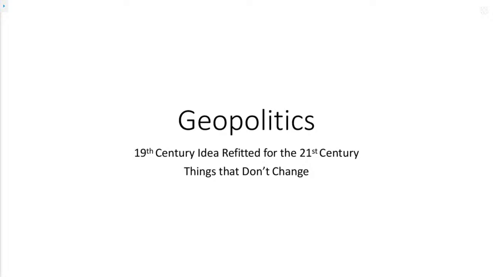And let's start with a term that I think most of us intuitively understand: geopolitics. It's a 19th century idea. It's been refitted for the 21st century, and really has weathered the time from then till now quite effectively.